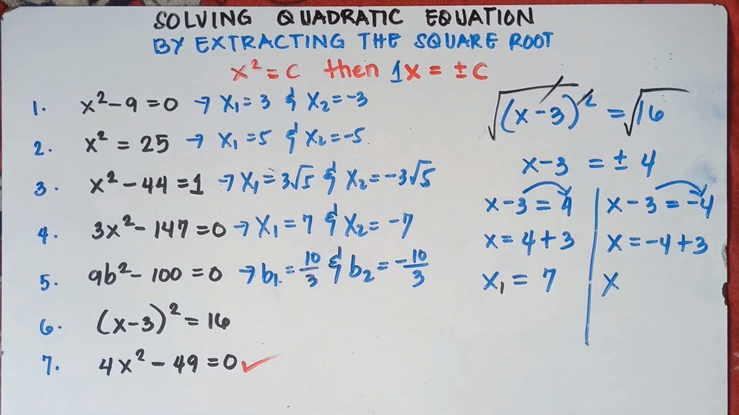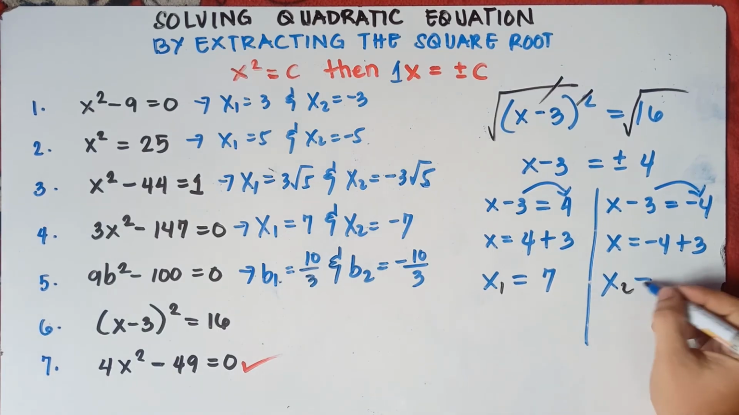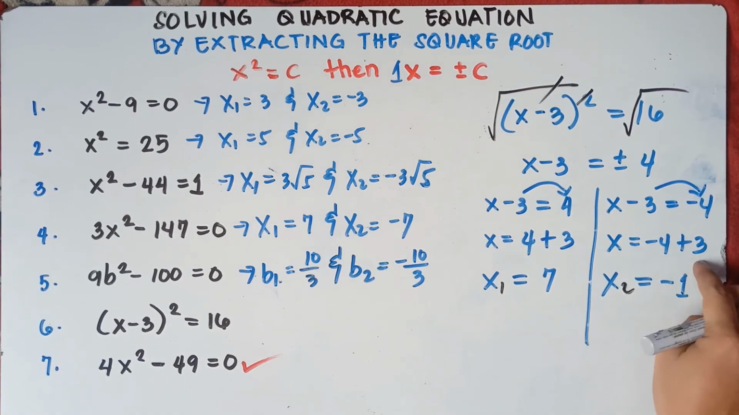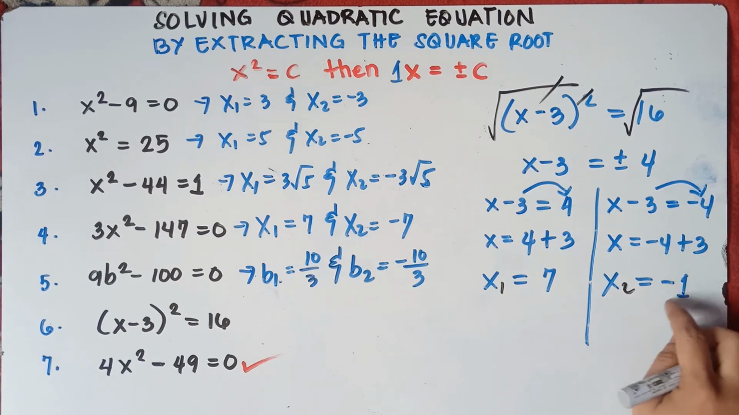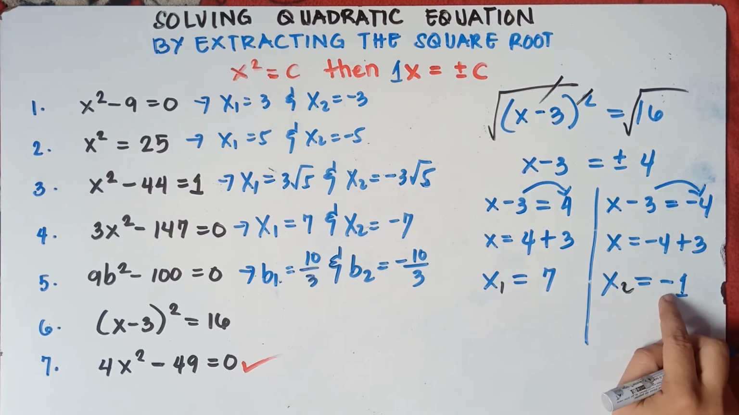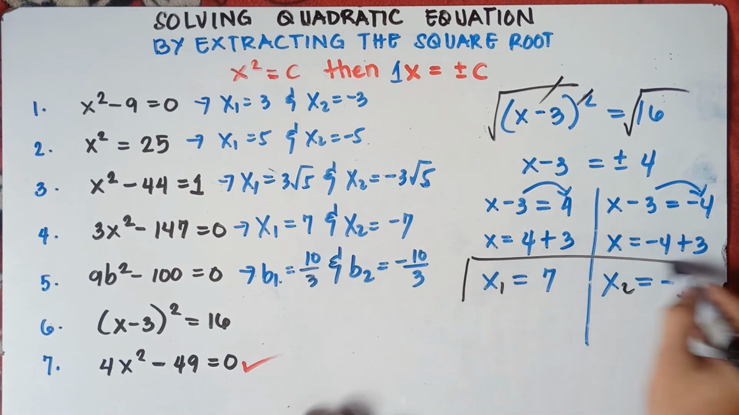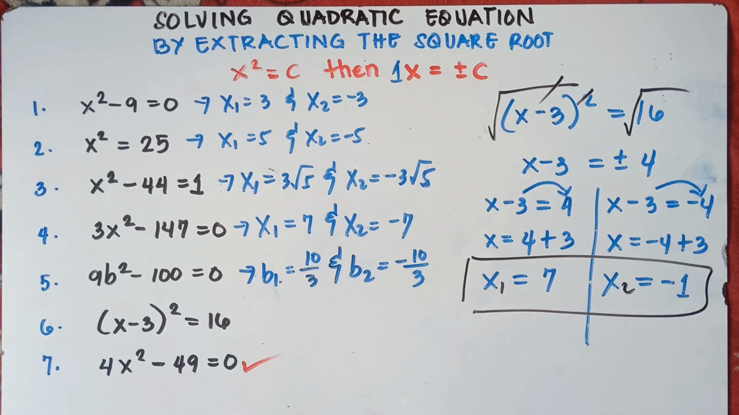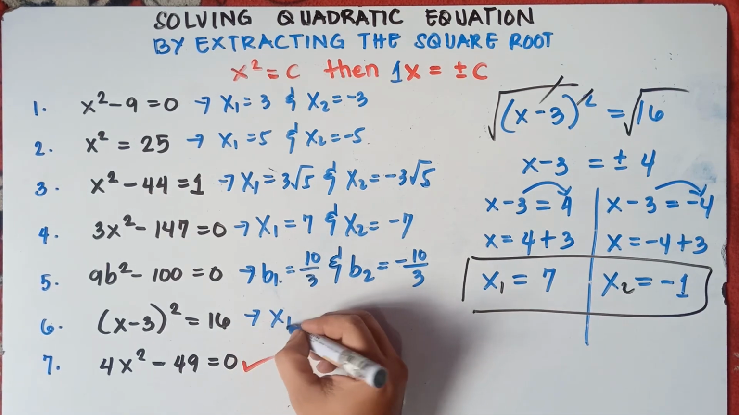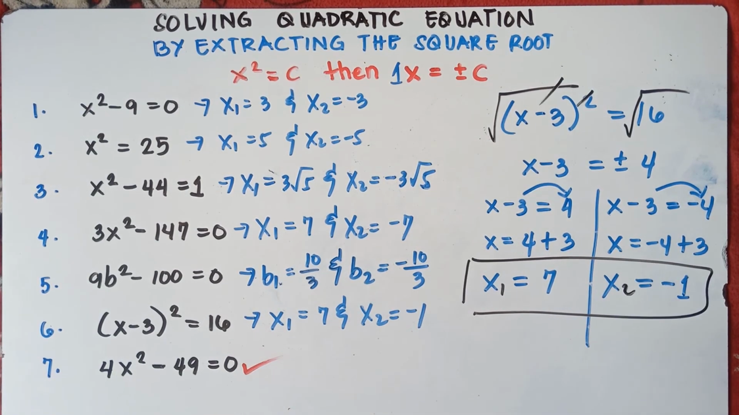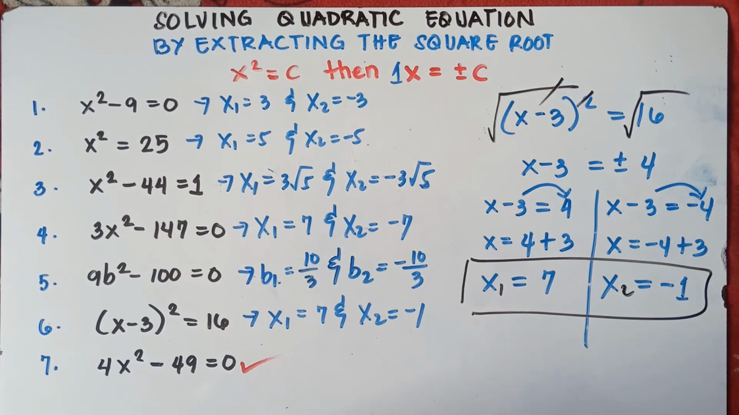So x sub 2 equals negative 4 plus 3, that's negative 1. If the signs are not the same, subtract, then copy the sign of the larger absolute value, which is 1. So negative 1. So this will be our answer. x equals 7 and x equals negative 1. So x sub 1 equals 7 and x sub 2 equals negative 1. So you try to answer number 7 and you put your answer in the comments section down below. I think you can answer this one easily by extracting the square root.